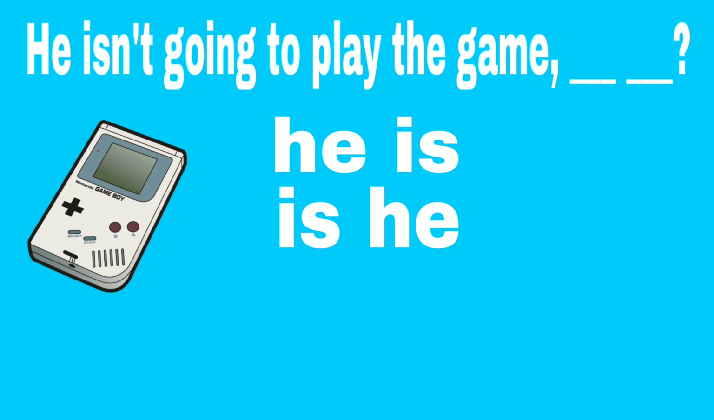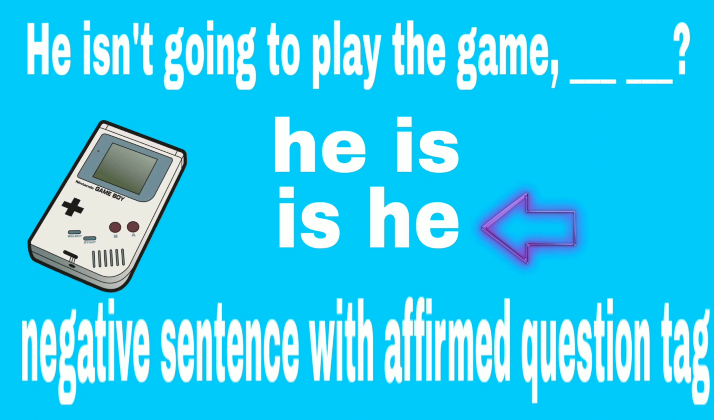I bet you know the answer already. Okay, here goes. Let me show you. He isn't going to play the game, is he? We had a negative sentence. He isn't going to play the game. So we had to have an affirmed question tag. Is he? He isn't going to play the game, is he?